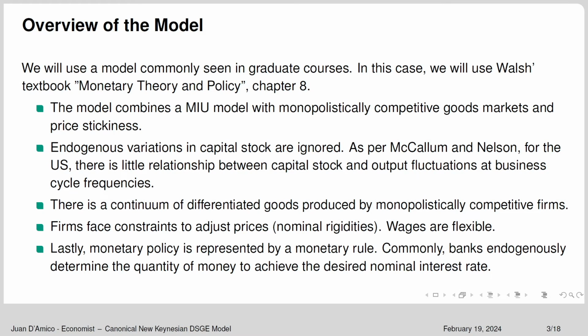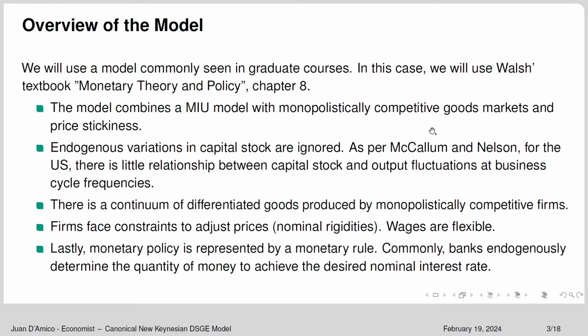Let's see an overview of the model. We're going to use a model commonly seen in graduate courses. In this case, we will use Walsh's textbook called Monetary Theory and Policy, in particular Chapter 8. This model combines a MIU model, which is money in the utility function, with monopolistically competitive goods markets and price stickiness. Endogenous variations in capital stock in this model are ignored.